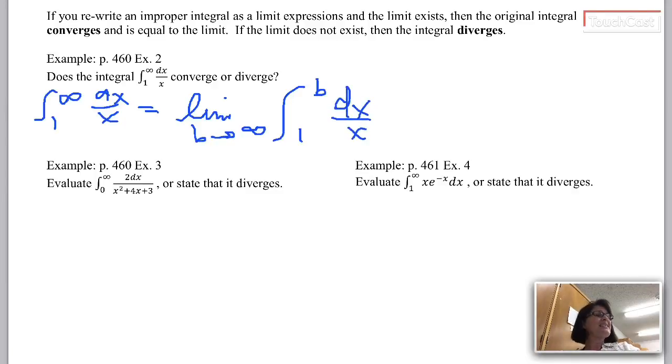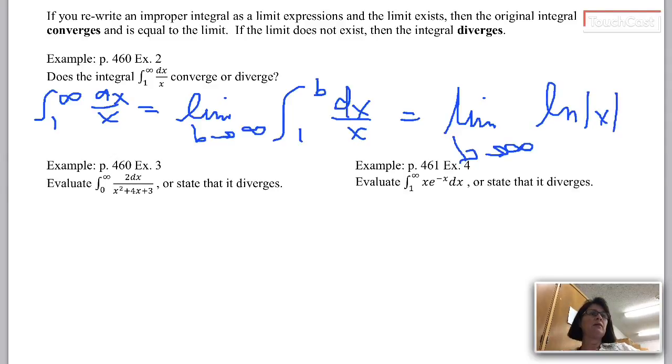That's the same as saying x to the negative 1. So can I find this antiderivative? Oh, it's better to call it 1 over x right now. I'm going to recognize that that's the limit as b goes toward infinity. What's the antiderivative of dx over x? It's the natural log of the absolute value of x. And I'm going to evaluate that from 1 to b.